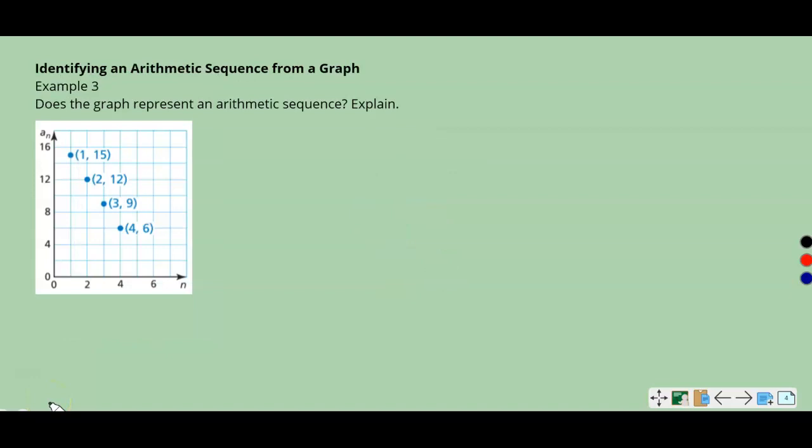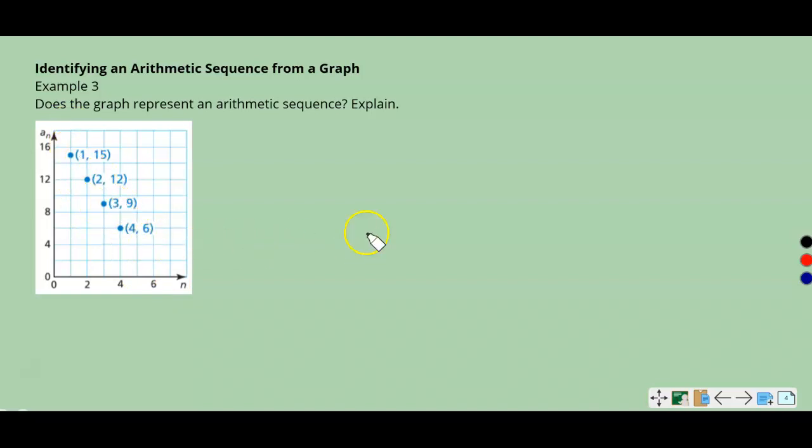Example 3, identify an arithmetic sequence from a graph. Does the graph represent an arithmetic sequence? Explain. Well, it looks like a line, and it looks like these numbers are spread evenly. So I'm going to assume that it is, based on what it looks like.